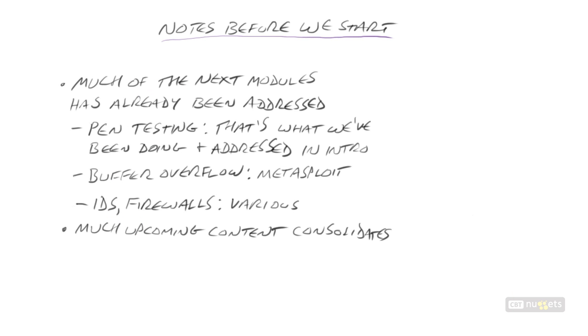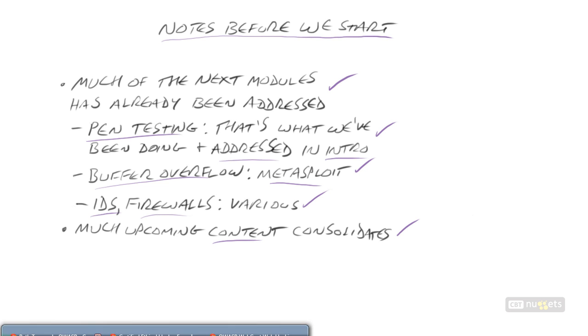So if we take a look at an example of this, like I said, a lot of it's already been addressed. Pen testing, for example, well, that's pretty much all we've been doing the entire series. So that's really been very well addressed, and I addressed some specifics about the pen testing process in the intro. We took a look at buffer overflows a number of times because we've been using Metasploit, and a lot of what Metasploit does is perform some kind of a buffer overflow. I'll also address it here briefly in this particular video. We've looked at intrusion detection systems, firewalls. That's been addressed in various videos as we go. And a lot of the upcoming content in this same video will be consolidated.